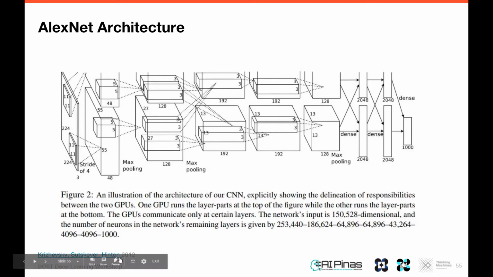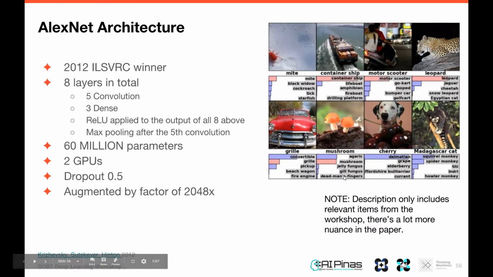For more details, read the original paper. It's really interesting reading. This one, for the recognition competition, has 8 layers in total. There are 5 convolutional layers and dense layers. They applied the ReLU activation function across the output of all 8 layers and max pooling after the 5th convolution. This looked at 60 million parameters, used 2 GPUs, and used a dropout of 0.5. And something interesting, which we will go over later, is they took the original data set of images and augmented the number of images by a factor of 2048.